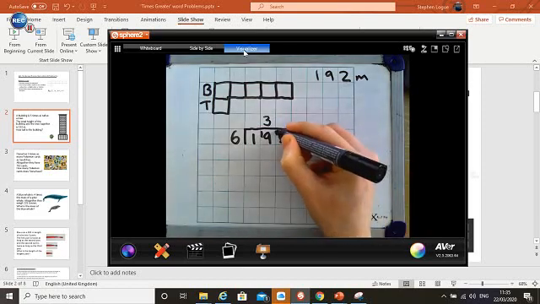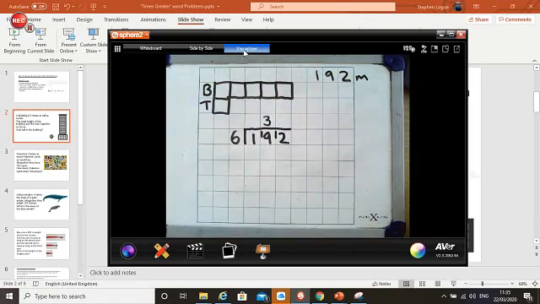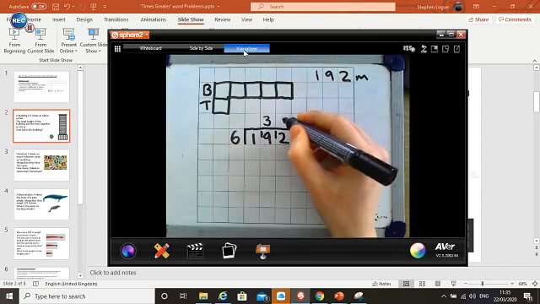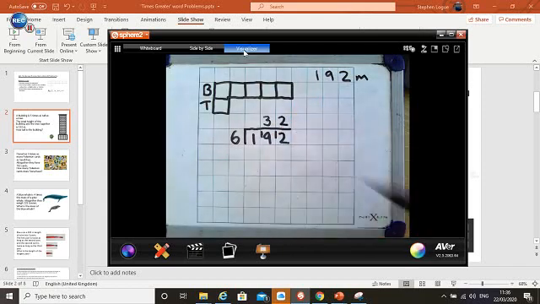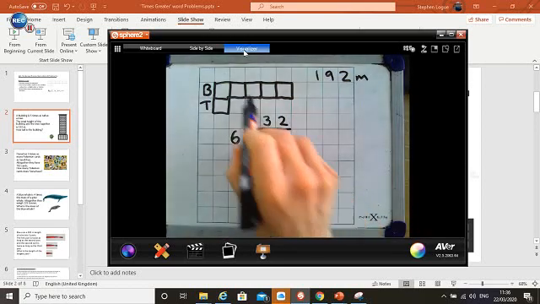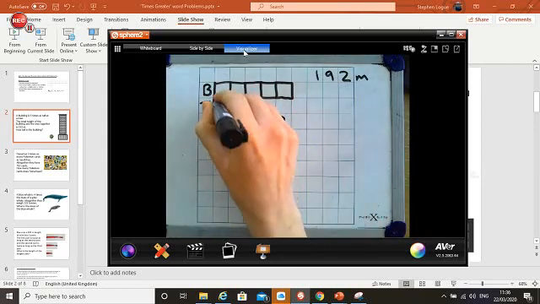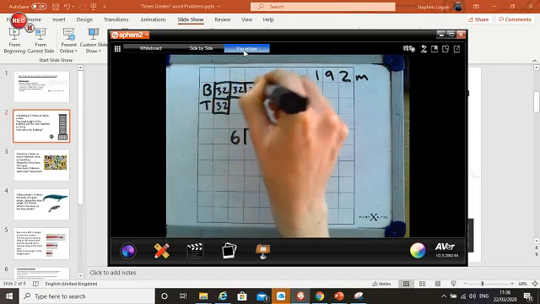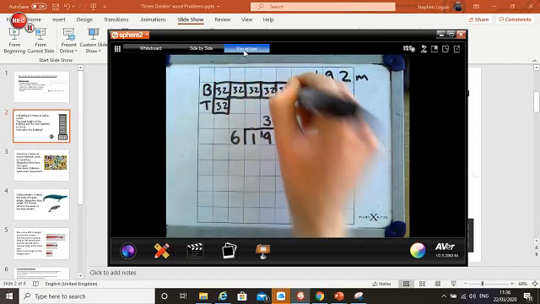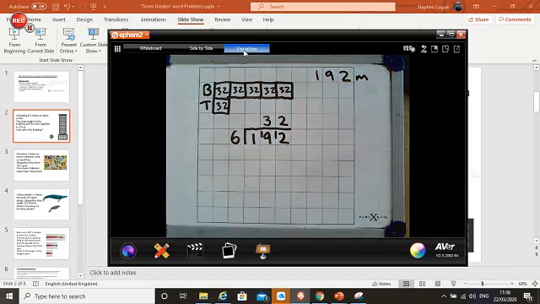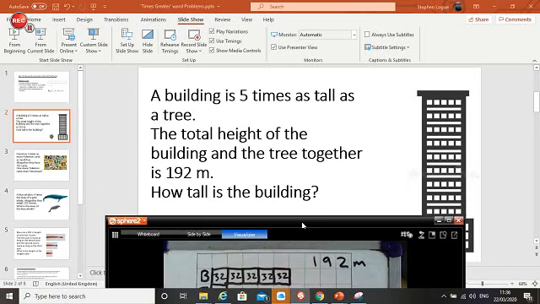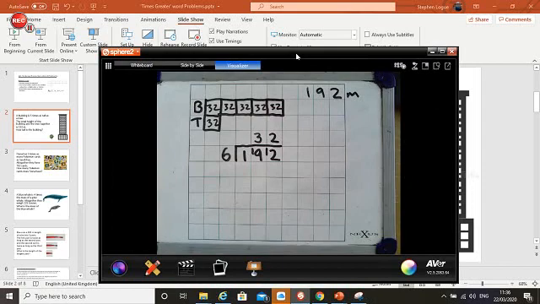are 32 meters. Let's go back to the question though, because the question was asking us how tall is the building. So we can see here the tree is 32 meters, but the building is 1, 2, 3, 4, 5 lots of 32. There are two ways we can do this now. We can either do 32 multiplied by 5, or we could do the total height, that's 192, subtracting the tree, which is 32.